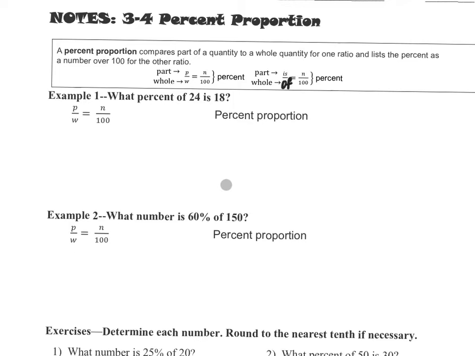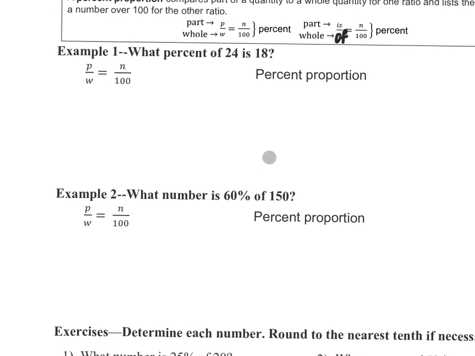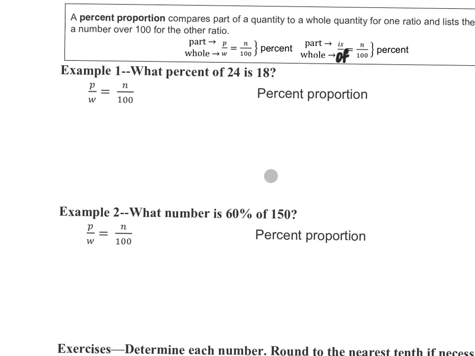So we're going to focus on setting it up on the notes part, but you're going to have to solve for it on the homework part. So look at example 1. I'm going to use part over whole, or it has part over whole, but I'm going to use is over of, percent over 100. So go ahead and fill that in.